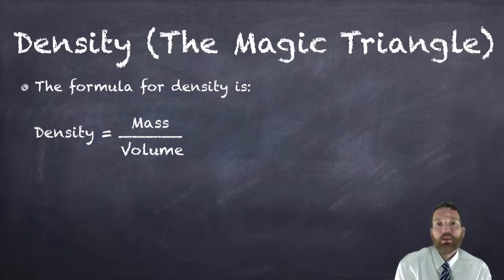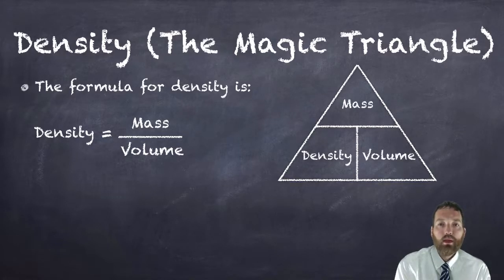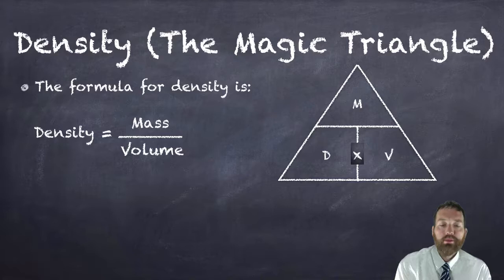So next I'm going to show you something called the magic triangle. You may or may not have learned this in other classes. If you take a simple formula like density equals mass over volume, you can turn it into what's called the magic triangle. So you take a triangle and you divide it into three sections. You just put the formula into the triangle. So I'm going to put density there, mass on top, volume on the right. Let's replace those words with symbols: D for density, M for mass, and V for volume.